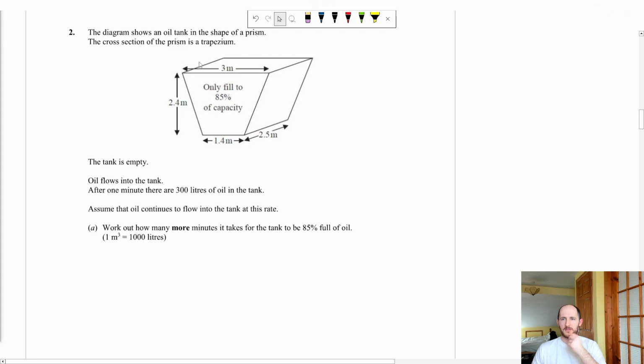So we have an oil tank, and it's in the shape of a prism, of course it is, and the front of it, the cross section, is a trapezium. The tank starts off empty and we have oil flowing into the tank, and after 1 minute there's 300 litres. So every minute 300 litres of oil gets added. Assume that the oil continues to flow into the tank at this rate. Work out how many more minutes it takes for the tank to be 85% full of oil.